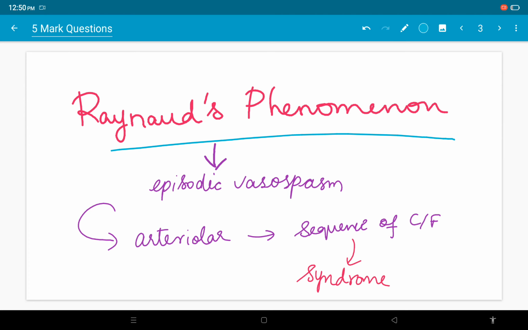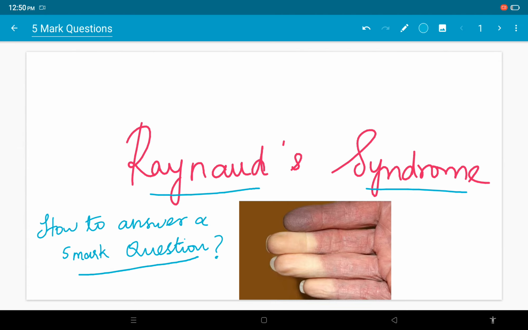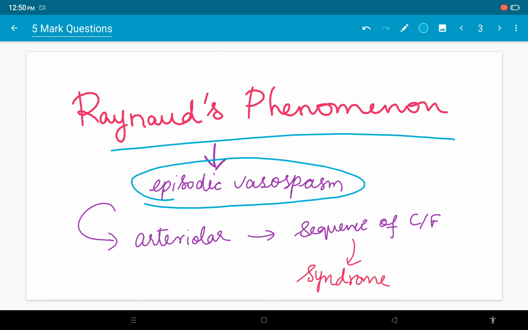Raynaud's phenomenon is an episodic vasospasm. You saw in the initial picture, the fingers are blanched here. It is pale and white here because of vasospasm. So we'll see about the other clinical features also. Episodic vasospasm, it returns to normal. It is arteriolar in origin. It is not venous in origin.